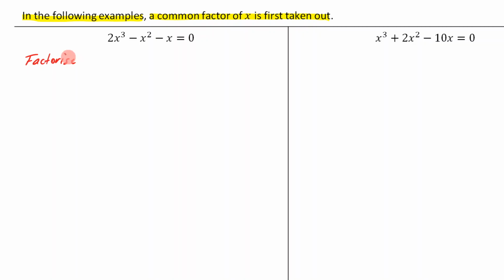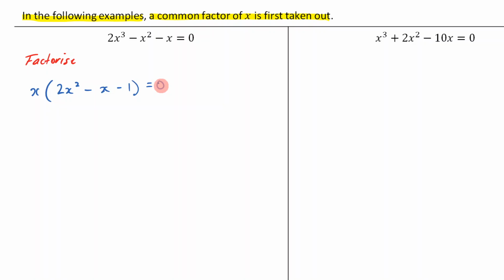Now, when you're factorizing, you always want to see if you can take out a common factor first. And as we're told here, we can take out a common factor of x first. So let's do that. We're going to take out x, and that's going to leave me with 2x squared minus x minus 1 is equal to 0.